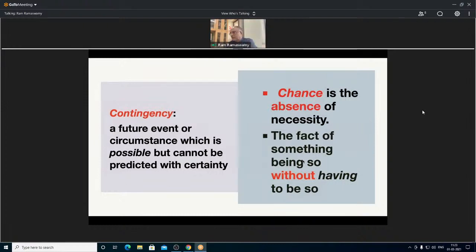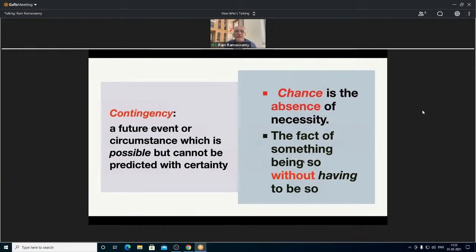We know that if I were to take an object with some mass and drop it, there is no possibility that it is going to go upwards, because it has to come down, and there is no chance in the kind of motion that it will follow. There's a subtle difference between what we understand as chance and what is generally termed contingency. Contingency is a future event, something that is going to happen, that is possible but may not be predicted with certainty. So there are many contingent events.